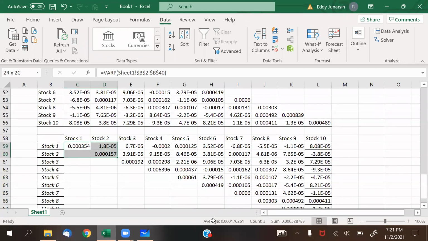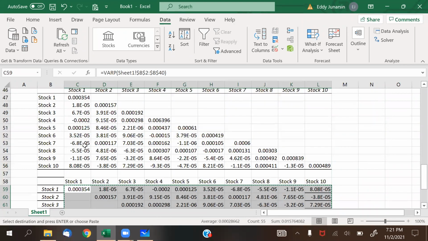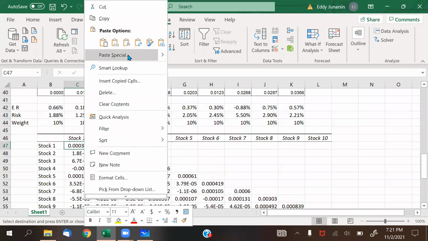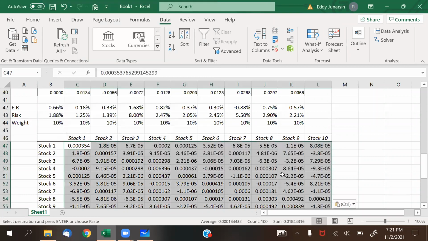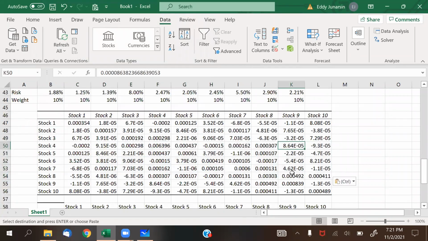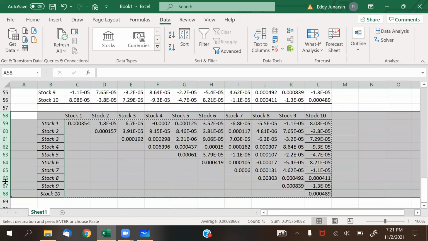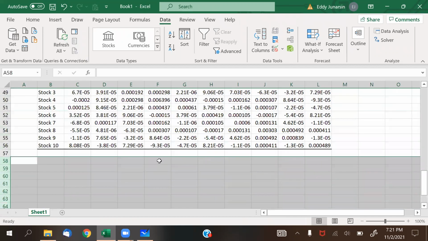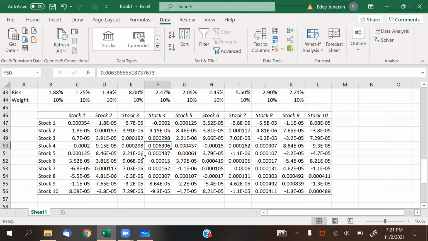So I will fill in the blanks. I'll just copy and then I'll put it here. Again, I do the paste special again. Now I will just paste the values and skip blanks. So I get everything, see? So this is just a trick, okay? So we can delete everything here. Yes, now we have the variance and covariance matrix.